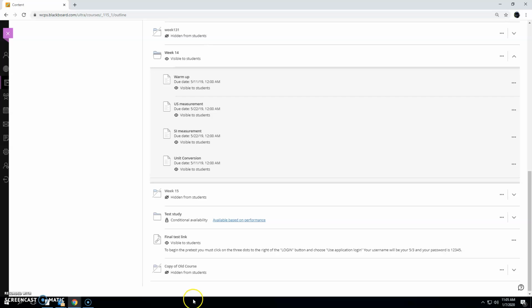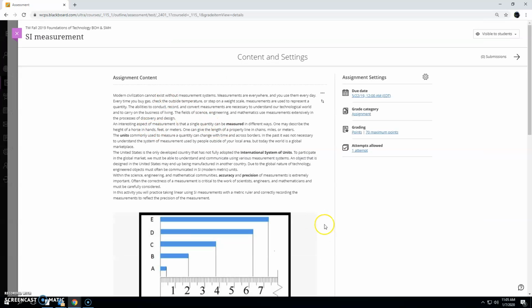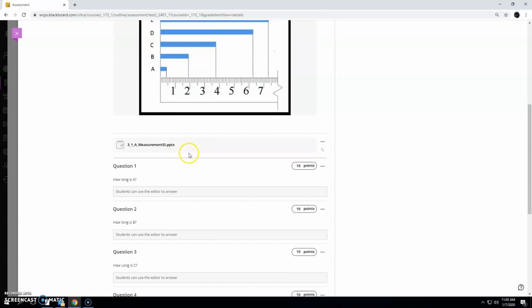Let's jump back out here to the main course page. On the main course page, we have SI system. SI is the metric system that we all know and sometimes use.